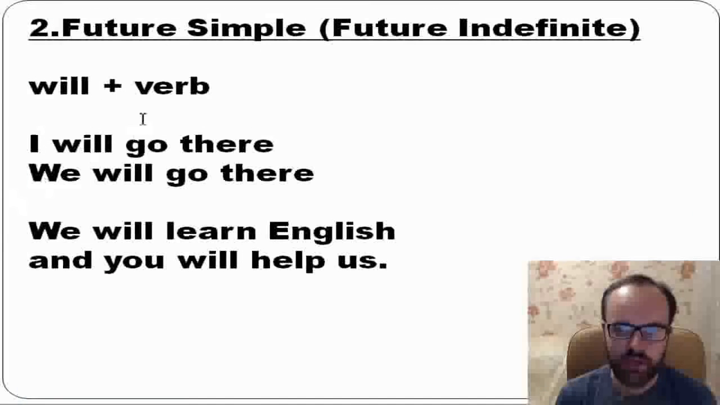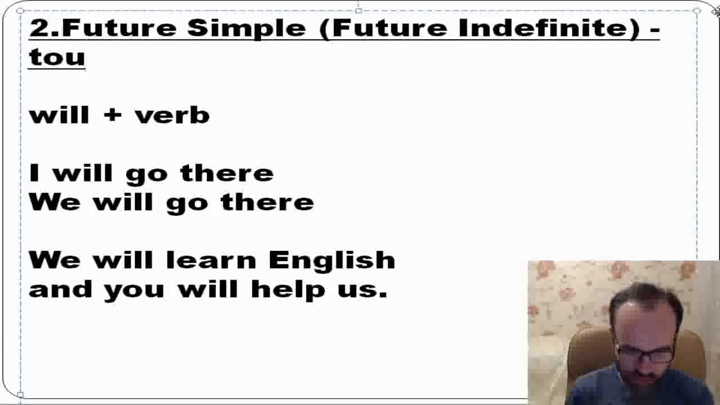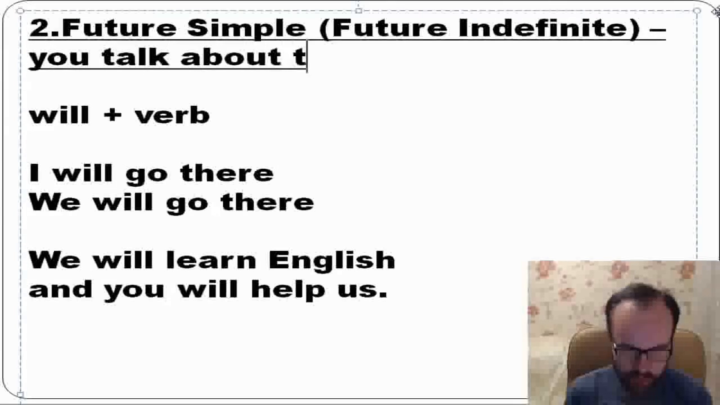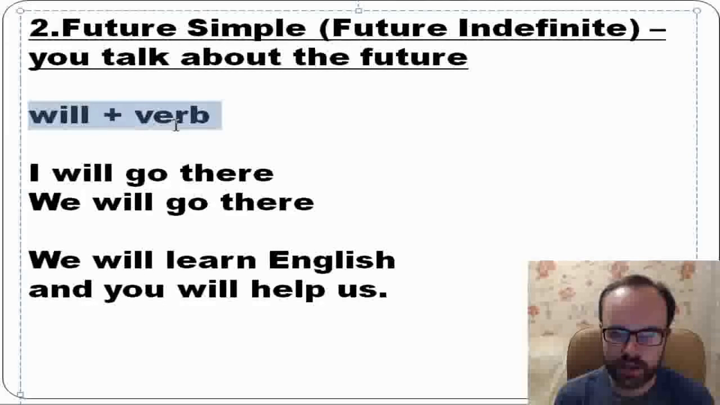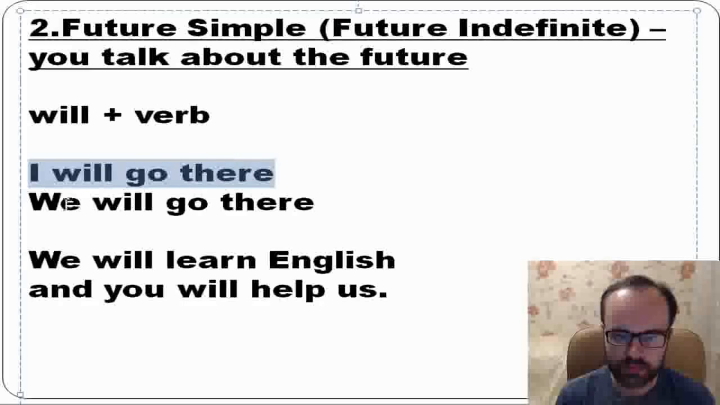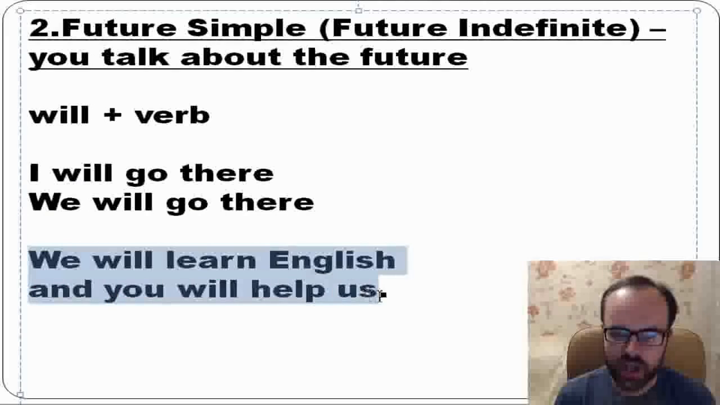Okay, next. Future simple or future indefinite. You talk about the future. Will plus verb. I will go there. So go is a verb. We will go there. We will learn English and you will help us.